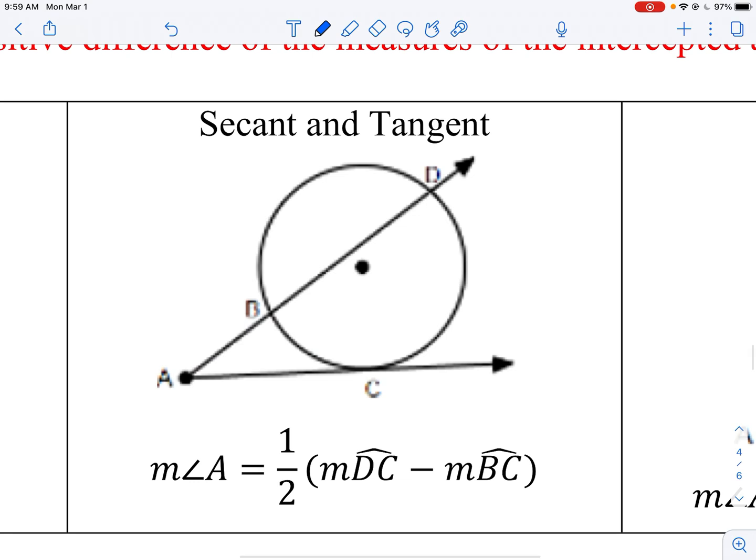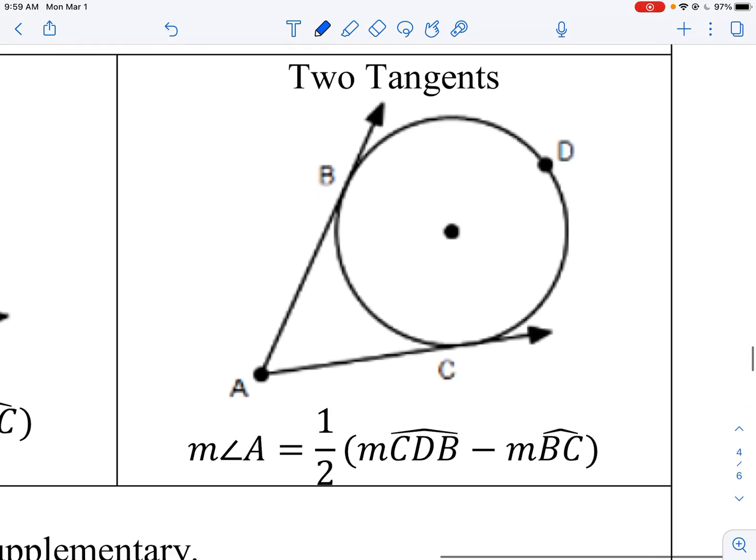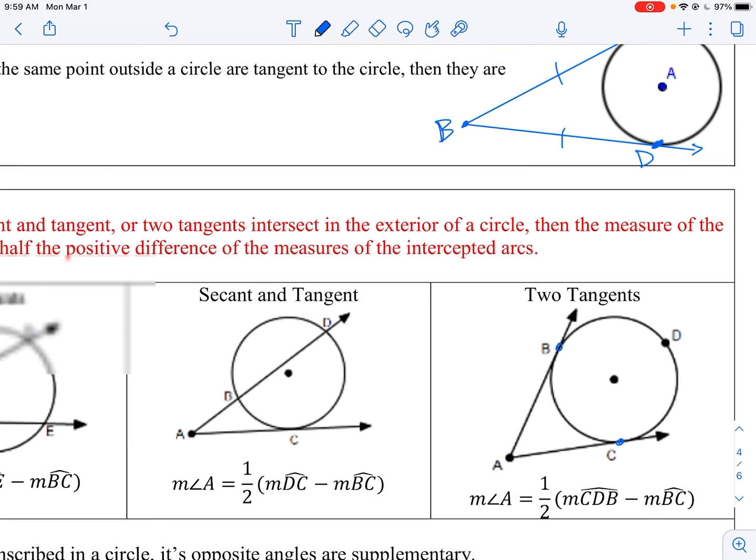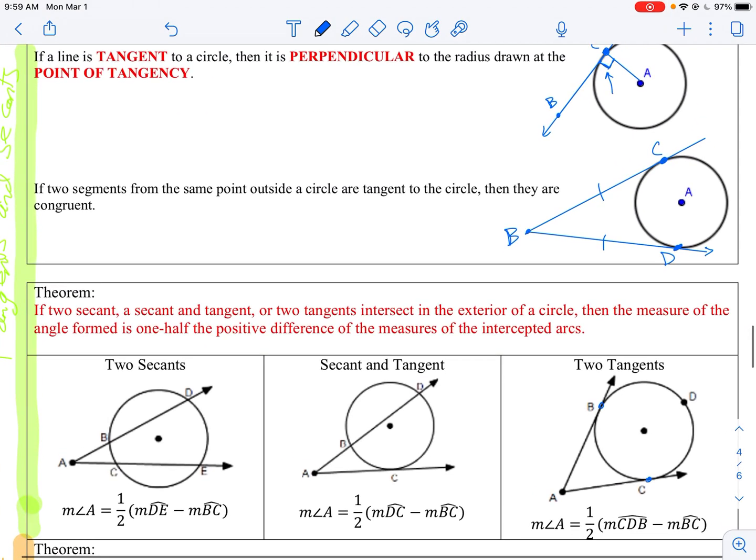So if you have one line that comes out and hits at a tangent, and the other line comes and hits at a secant, if you take this arc measure and this arc measure, you subtract them and cut in half, you'll get this measurement here. And same for the end here. If it's two tangents this time, if you take this measurement and you subtract this measurement and cut in half, that'll be this angle here. So we're going to be using those 5 properties in today's assignment.